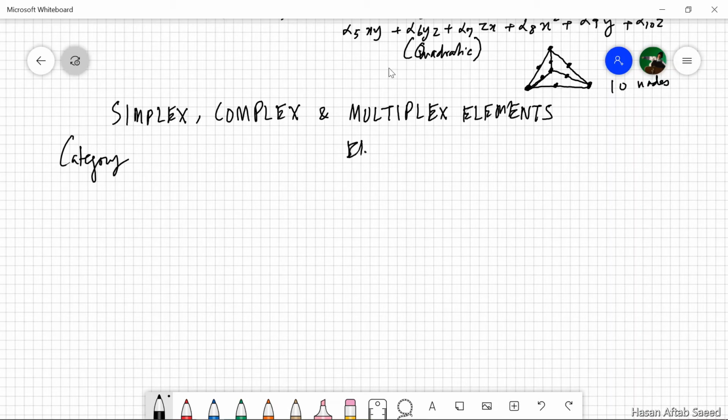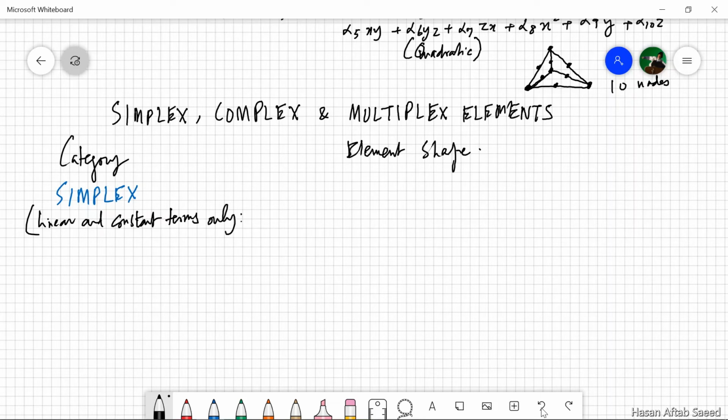And this is element. Let's start with the simplex element. A simplex element is a linear element, that is, it has linear and constant terms only, and nodes at corners, ends or corners.